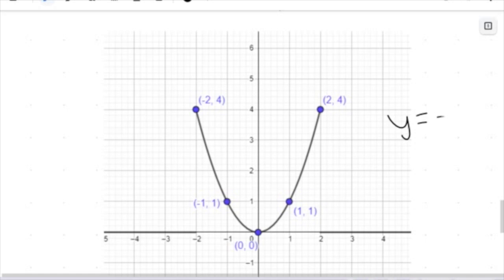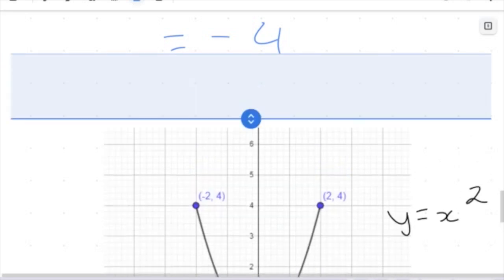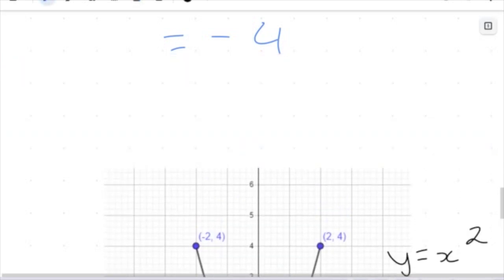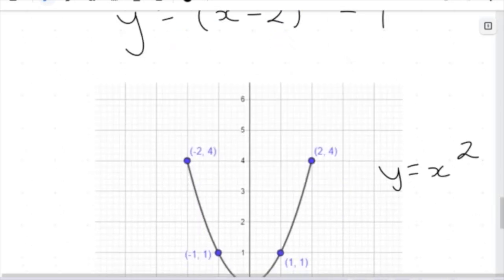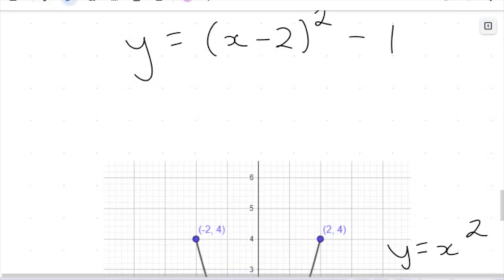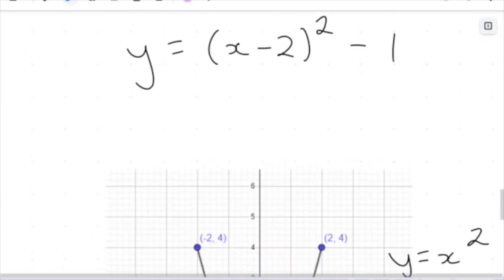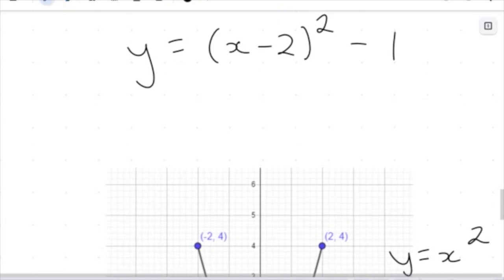So I have my y equals x squared once again, and I want to sketch the new parabola for y equals (x minus 2) all squared minus 1. So let's look at what we have here. Now, there's no negative in front, so we're not going to have any reflections. We have our original orientation of my parabola, kind of like this. We're going to keep it concave up.